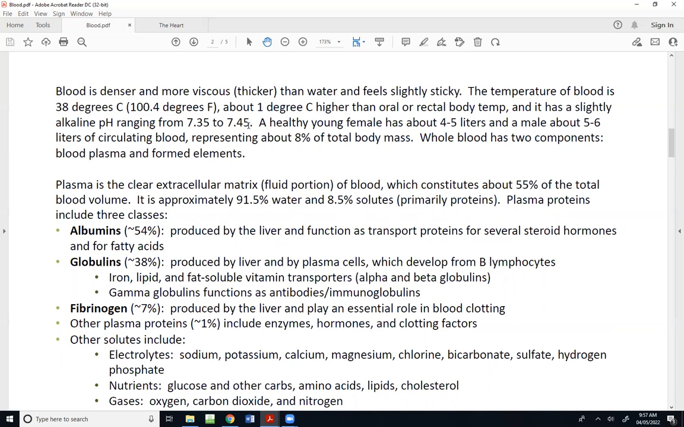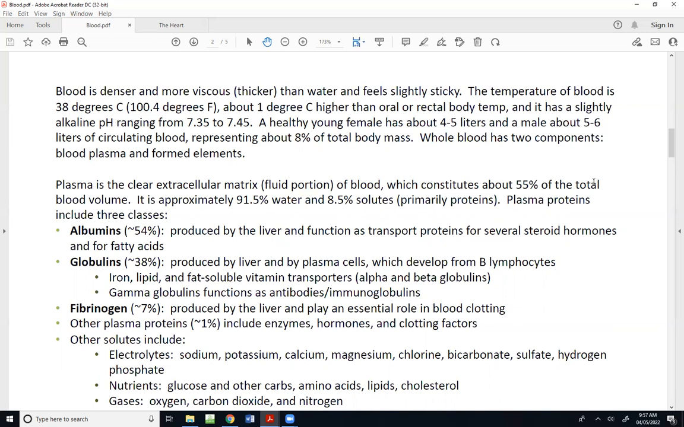If you don't know what the pH scale is, 7.0 is neutral. Anything below that is an acid. Anything above that is a base. And 7.4 therefore is a base, and it's a very, very weak base, but it is a base nonetheless.